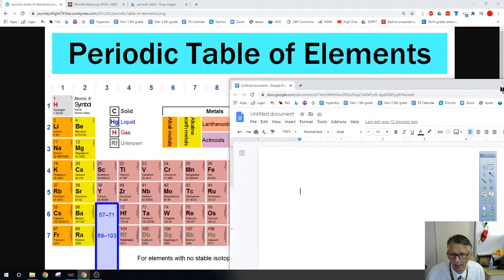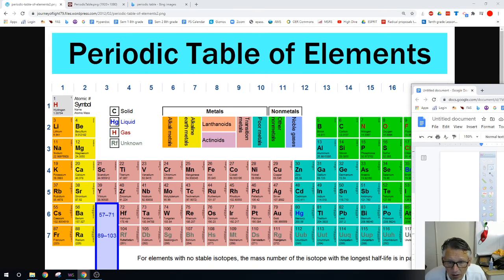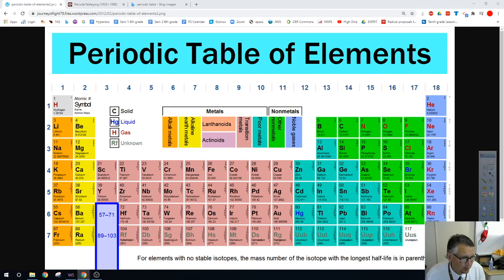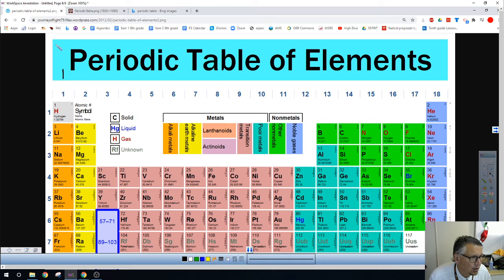So if we take a look at the periodic table on the big screen, we have what are called rows and columns, groups, or families. So if we go up and down on the periodic table, that's called a group or a family or a column. And they all have something in common. Let's take a look at beryllium.